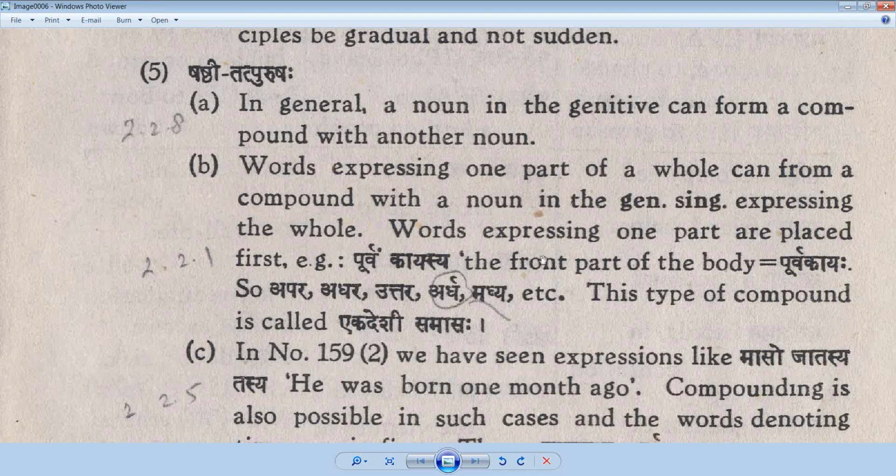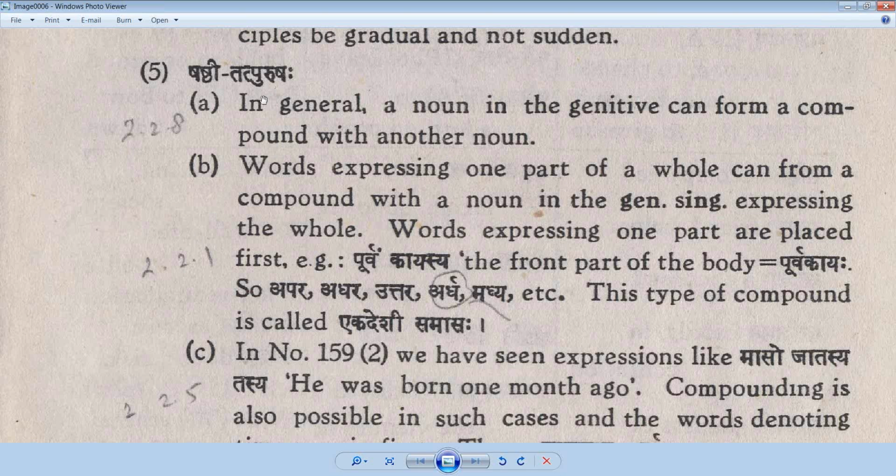So that is why you understand now that we need this sutram. In fact, this sutram is to stop the Shashti Tatpurusha. Otherwise, you will end up with a form like Kaya Purva, and we don't need that. We want Purva Kayaha. So in the book, you should really draw a line over here. This B and C are apavadas for Shashti Tatpurusha, the apavada of this called Ekadeshi Samasaha.